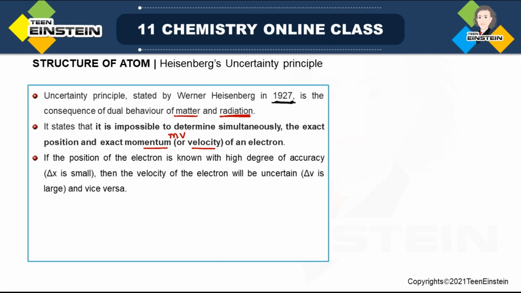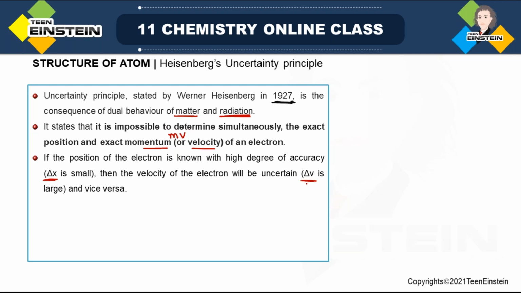It is basically expressed as the multiplication of del x and del v. So if the position of the electron is known with a high degree of accuracy, del x, that means it is a range. The position is in the range. So del x is the uncertainty in position, and the velocity uncertainty is del v.